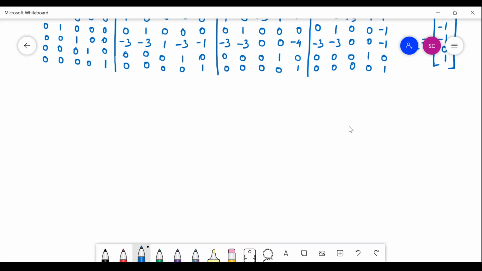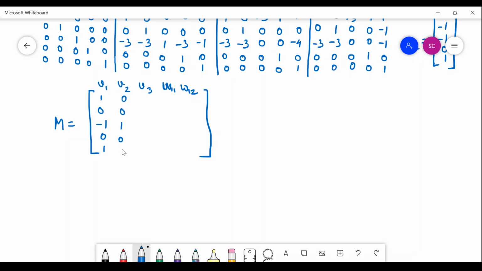I can write down the modal matrix M as simply v1, v2, v3, w11, w12, and this is 1 0 minus 1 0 1 0 0 1 0 0 1 0 0 0 0 minus 1 0 0 1 0 1 minus 1 minus 1 0 1, and you can do this check that AM equals MJ.